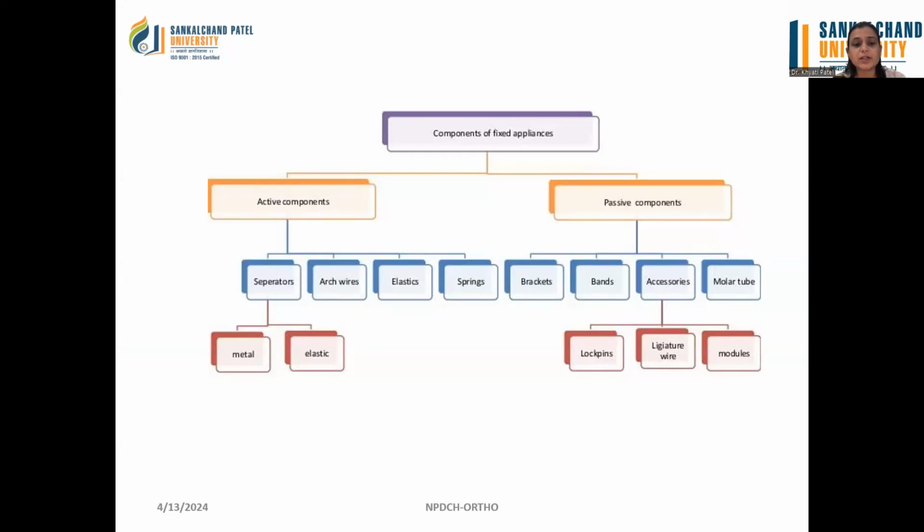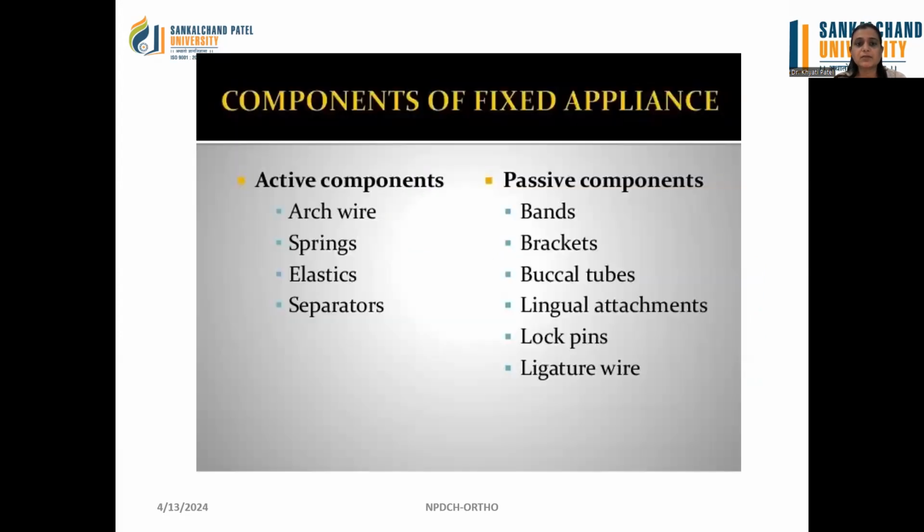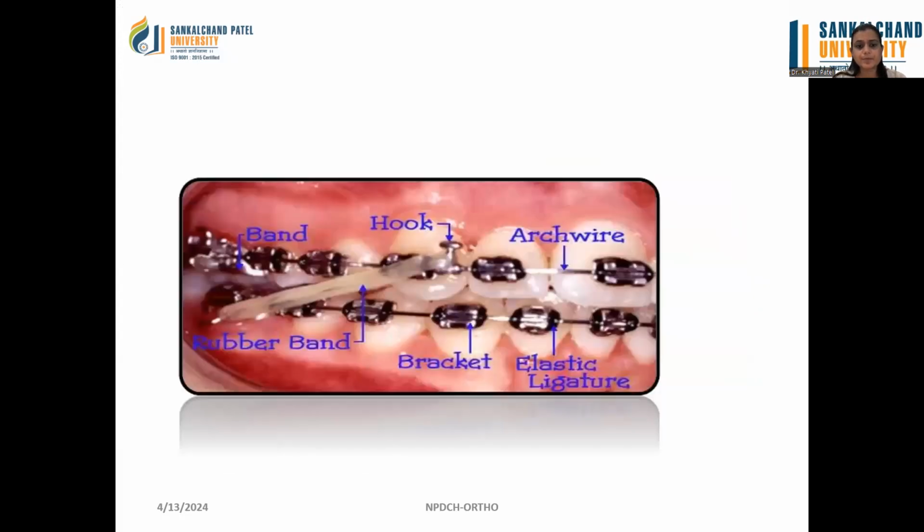In separator, there are two types, elastic and metal one. In the different accessories, there is a lock pin, ligature wire, modules. So these are components of the fixed orthodontic appliances. This is all we have already discussed. So let's look in the picture.